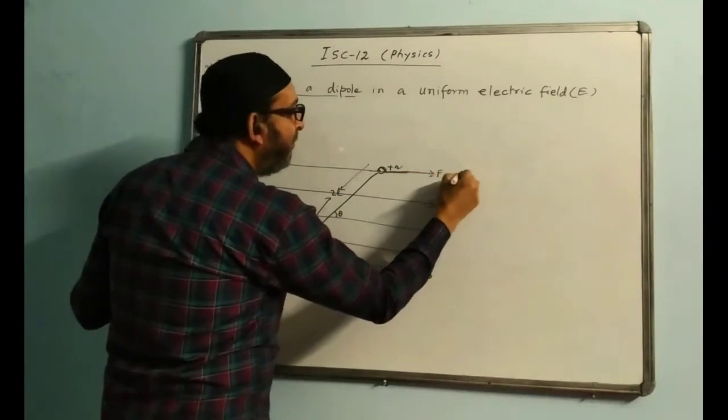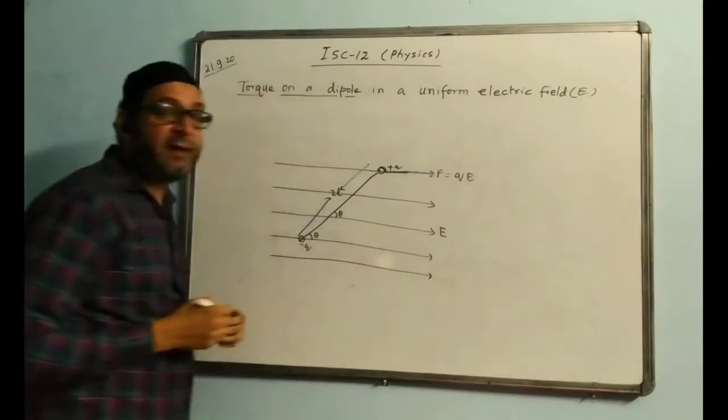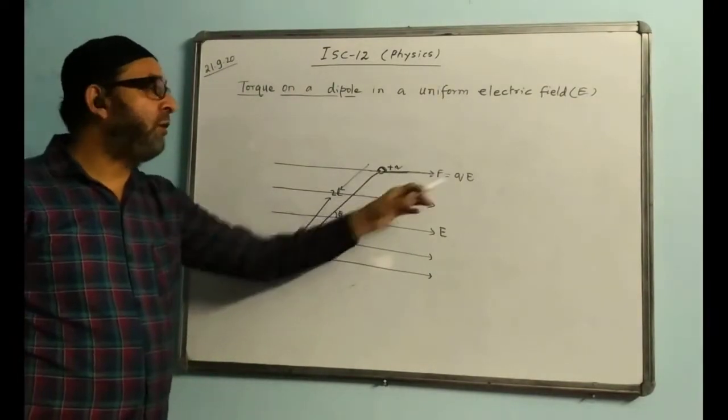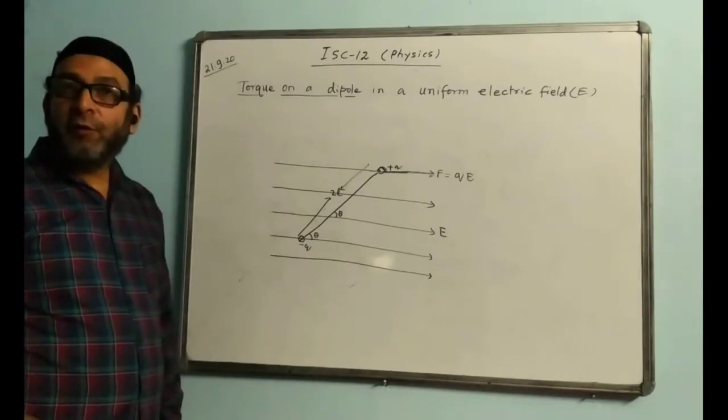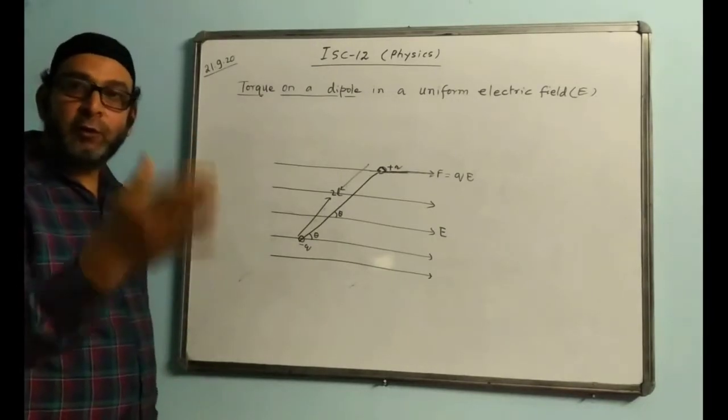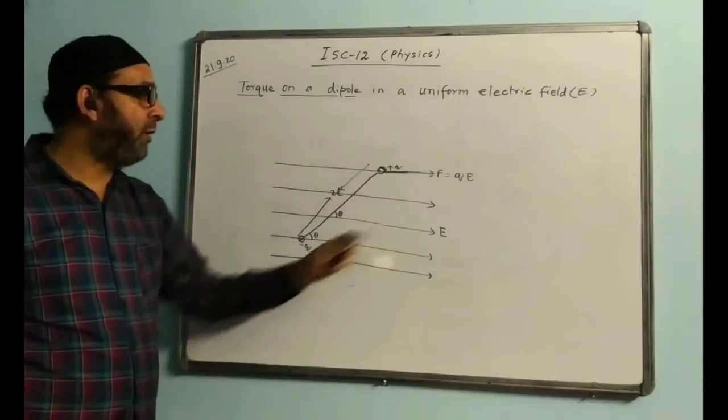And the value of F will be QE, because the electric field formula is F by Q, so the force formula will be Q into E. What is the formula of force on a charge in the electric field region? F is equal to Q into E.